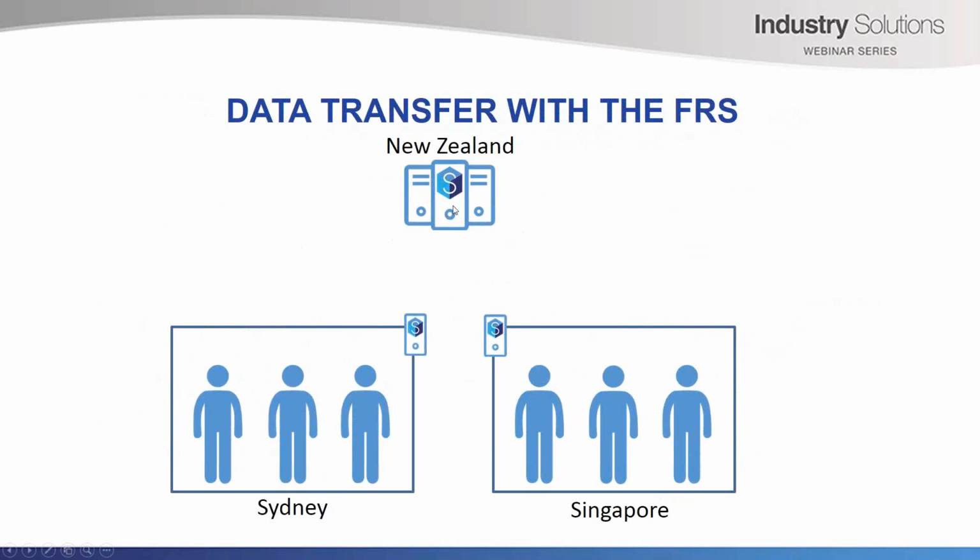Now we have our New Zealand server and we have Sydney and Singapore both with file replication servers. When the downloads occur, it works like this. Each office only downloads it once from New Zealand. And in fact, Sydney and Singapore can help each other out and transfer the data to each other, which can take further strain off New Zealand's WAN.